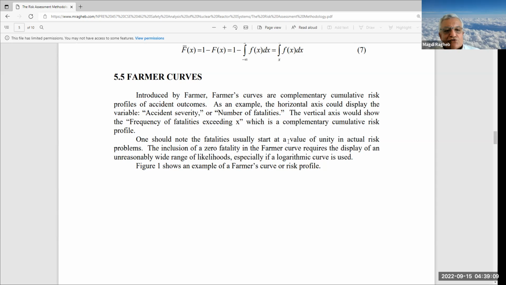One should note that the fatalities usually start at the value of unity, even though I wrote it formally as from minus infinity. Since the function is not defined below 0, it makes no sense to integrate below 0. And the inclusion of 0 fatalities in the Farmer curve requires a display of an unreasonably wide range of likelihood, especially if a logarithmic scale is used. When you take the logarithm of 0, you get minus infinity. So programming it, putting it on a computer, will give you a fatal error in that case.